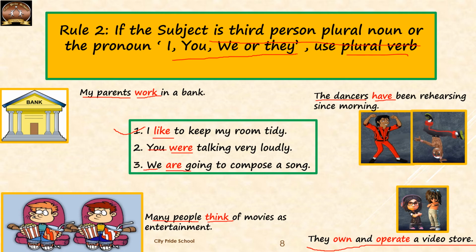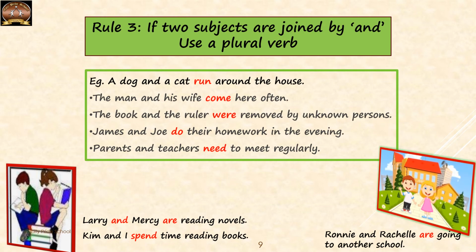If you have observed, this sentence was taken in rule number 1 also, where the subject was singular, so own and operate had s with it, because verb plus s or es makes it singular. So here, since there is a plural subject or plural pronoun, it will be followed by own and operate, which are plural verbs. Rule number 3 says that if two subjects are joined by and, then they must be followed by a plural verb.